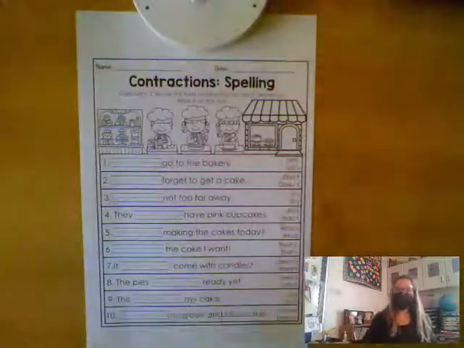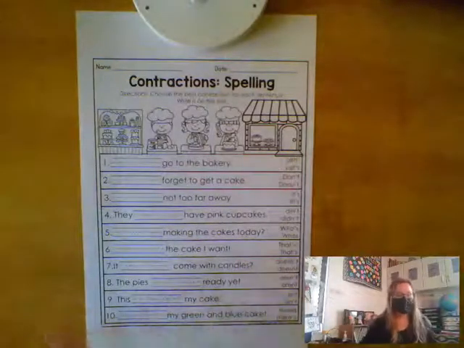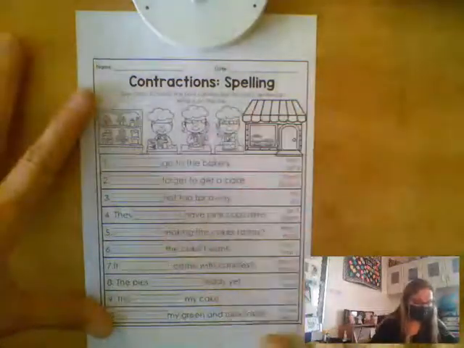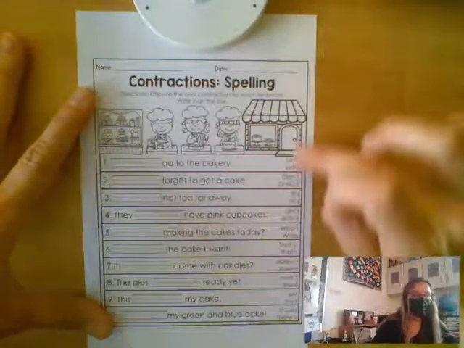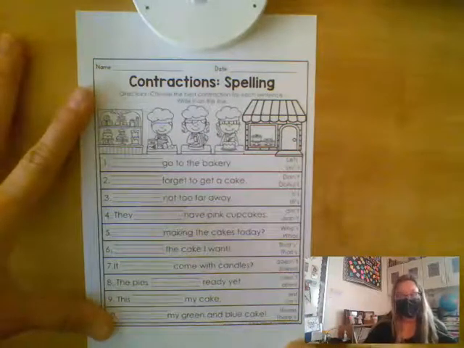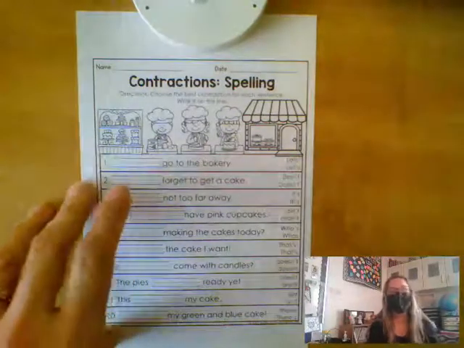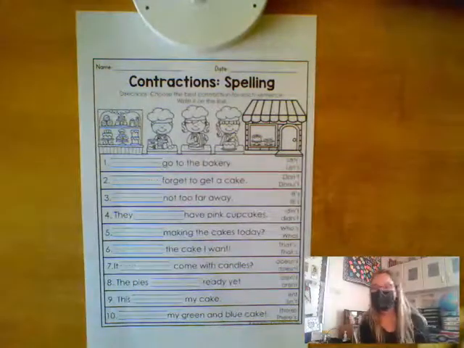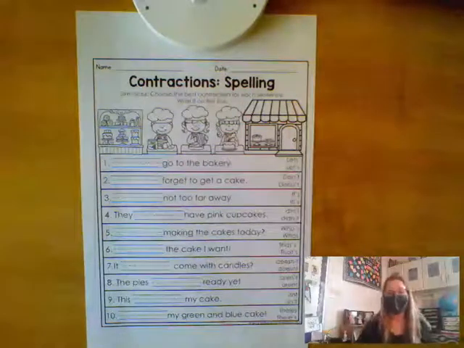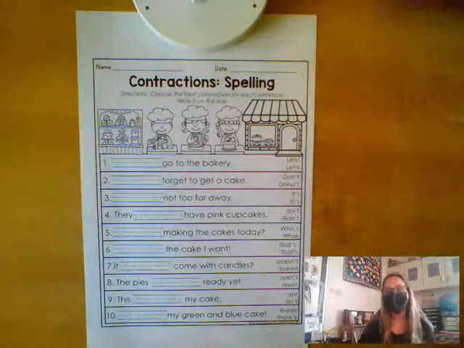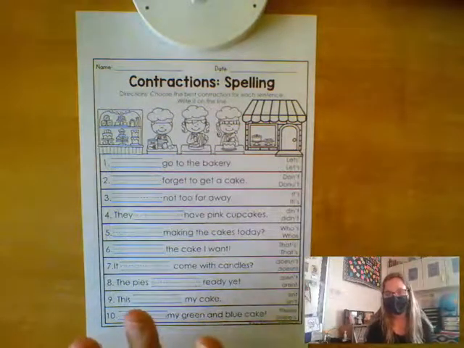So now if we look at this page, what you're going to do is read each sentence and figure out which contraction is spelled correctly. One of the things that's really important is that you remember when making contractions, we only subtract letters. We're never adding letters to our contractions, okay?